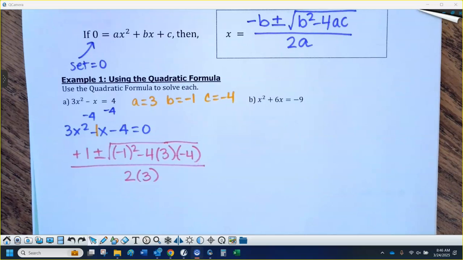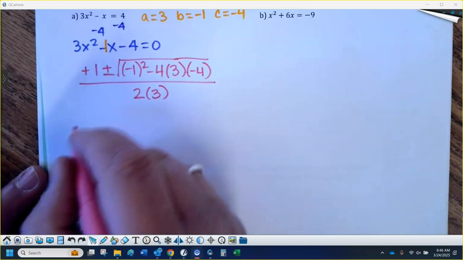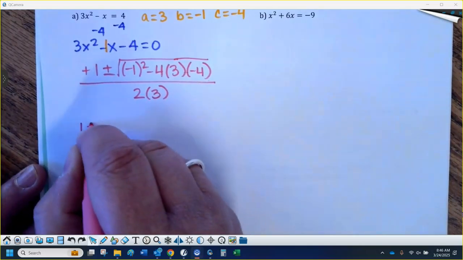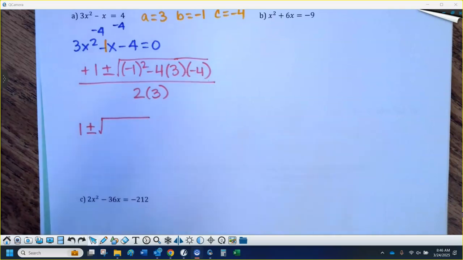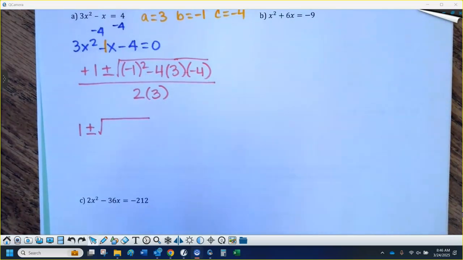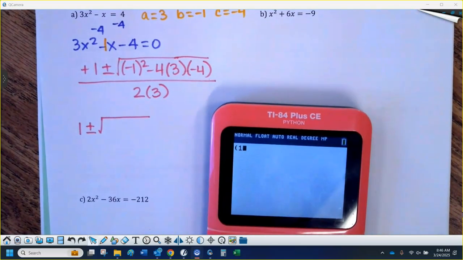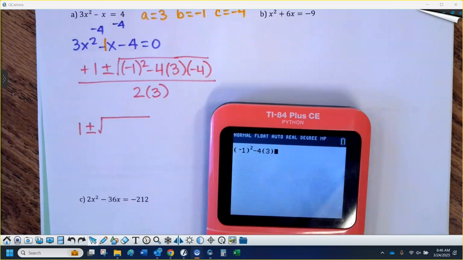Okay, now I don't generally do this all in one step. So here's what I would tell you to do. I'm going to keep my b value, which is positive 1, plus or minus. Do not involve the square root. I'm going to grab my calculator. I'm going to do negative 1, whoops, in parentheses and squared. So I'm not using the square root. I'm just going to type what I wrote under the square root. And then it'd be minus 4 times the 3 and then times the negative 4. I'm just going to do that all in one step, but I'm not including the square root.